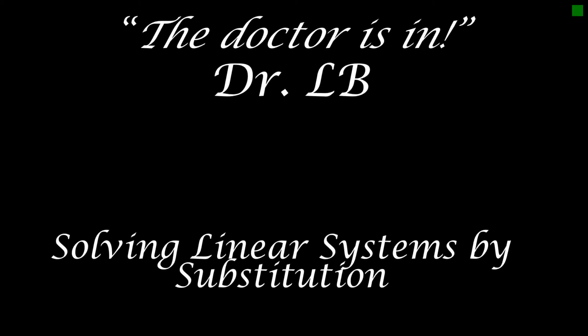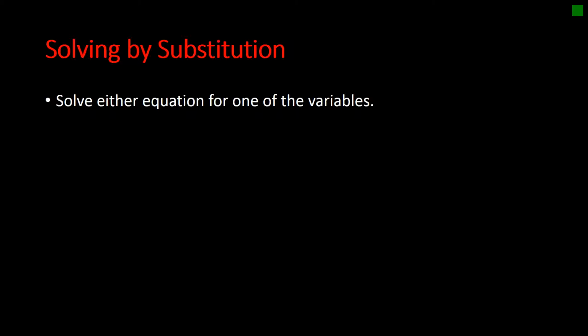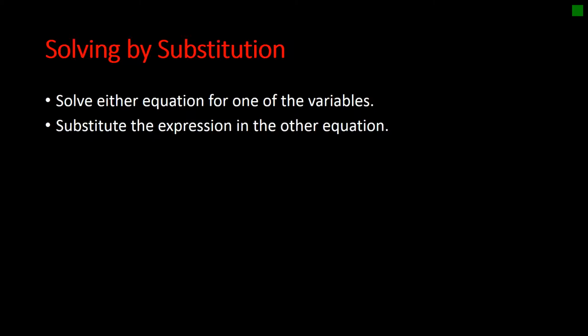Today, we're going to solve linear systems by the substitution method. So, how does this work? You're going to be given a system with two equations. You want to solve either equation for one of the variables. Doesn't matter which one you pick equation-wise, and it does not matter which variable you pick.